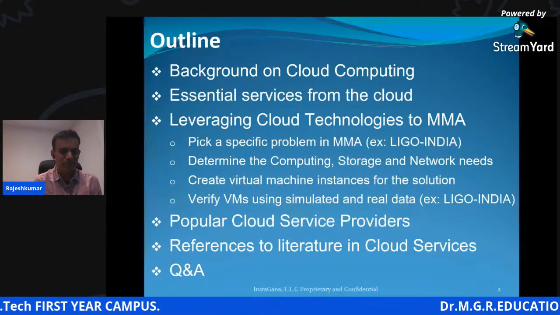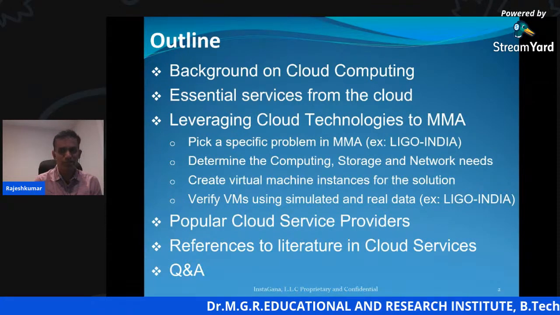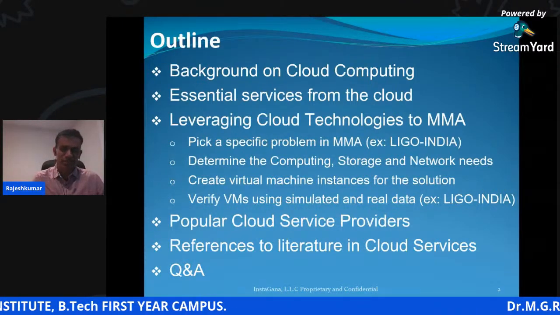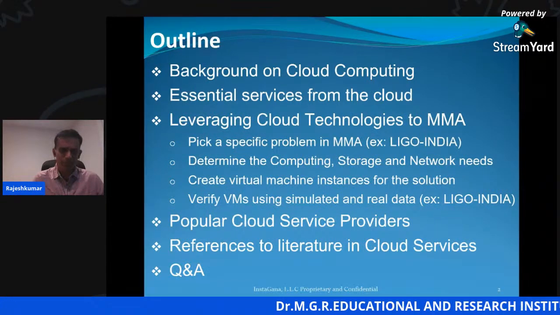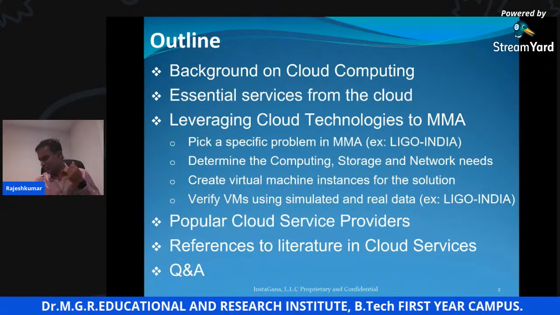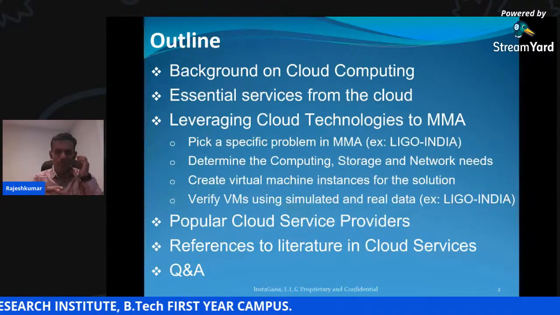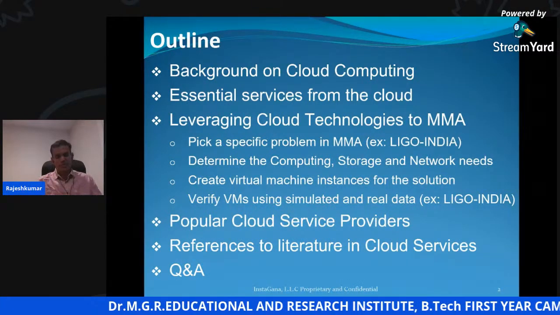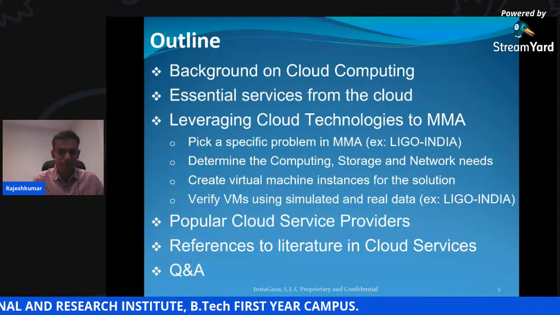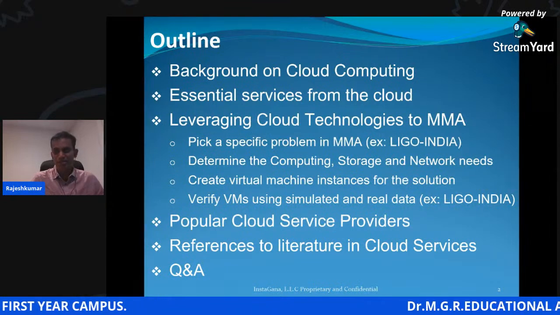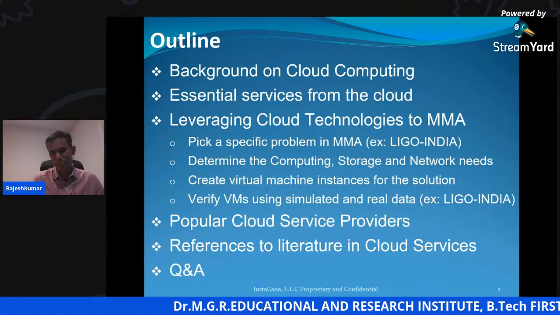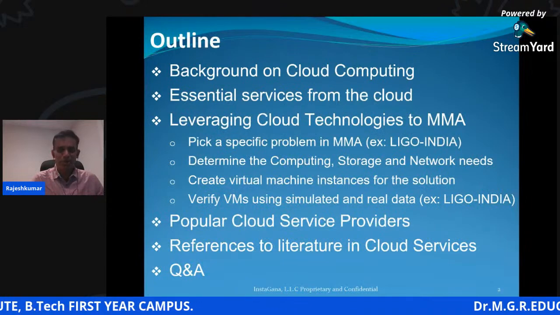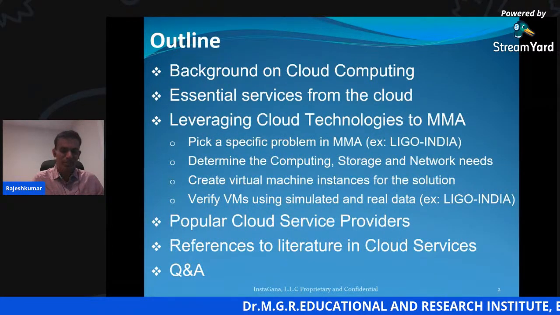So next we'll be addressing the computing, the storage, and the network. These are the building blocks of cloud, and how virtual machine instances are used in cloud computing to solve the problem. There are popular cloud service providers like AWS, Microsoft Azure, and Google Cloud Platform. They have various services to address the issue, and we are going to take a look at it. We are going to take a specific problem and see how these solutions can address it.